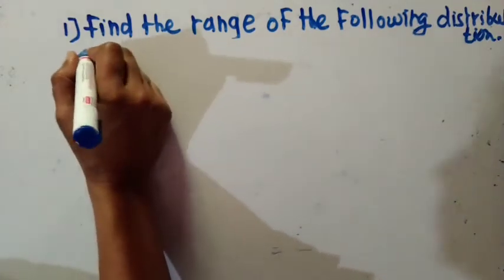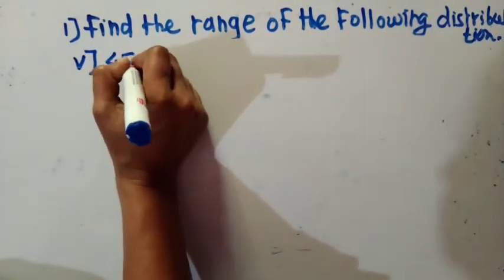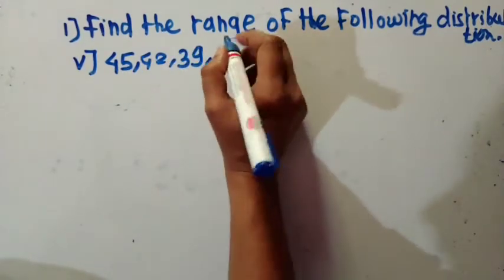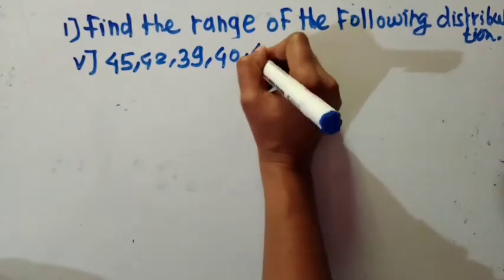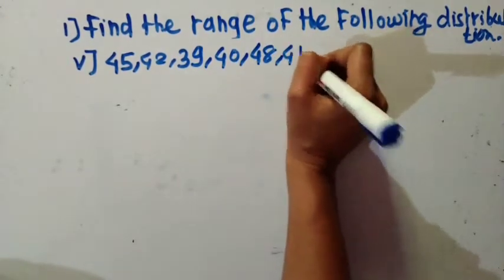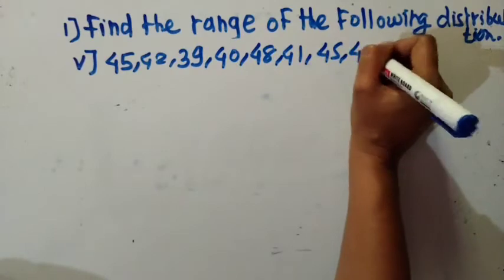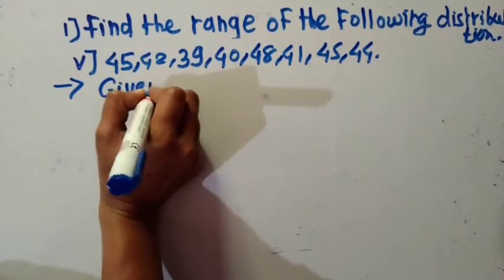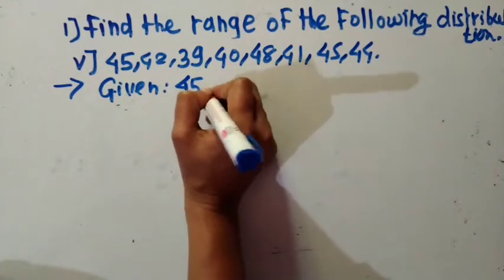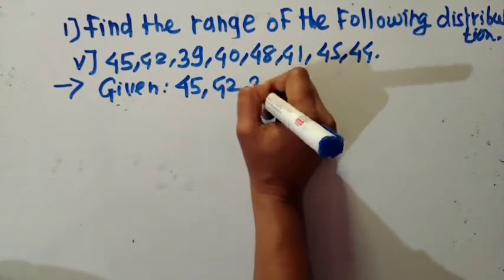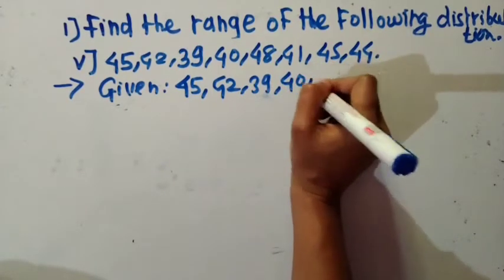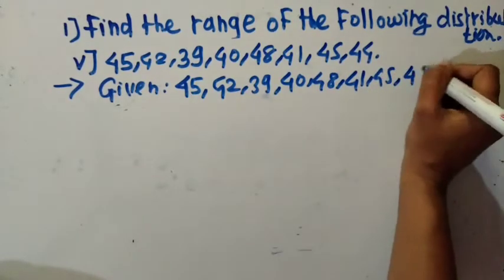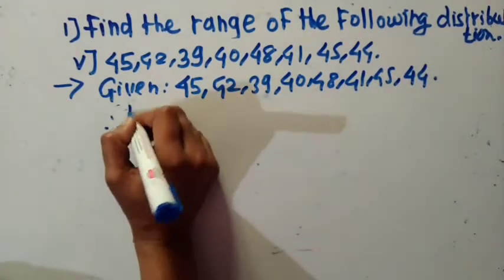Then we give next example: 45, 42, 39, 40, 48, 41, 45, 44. So first, upon given all these values: 45, 42, 39, 40, 48, 41, 45, 44.